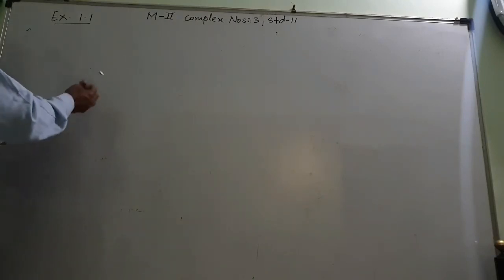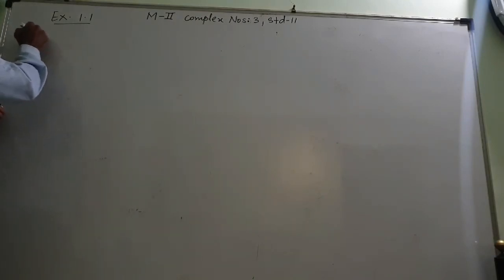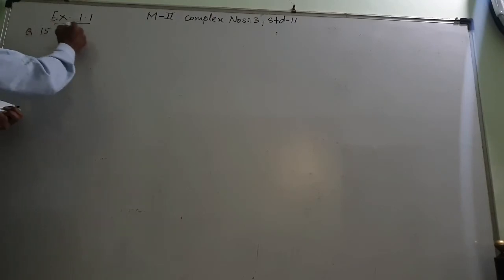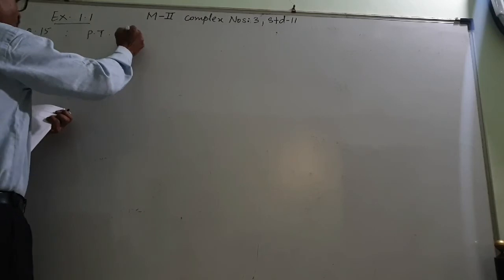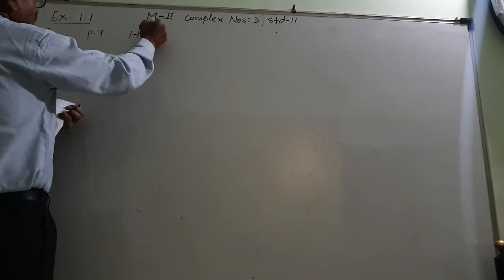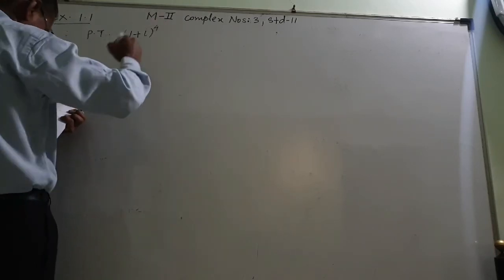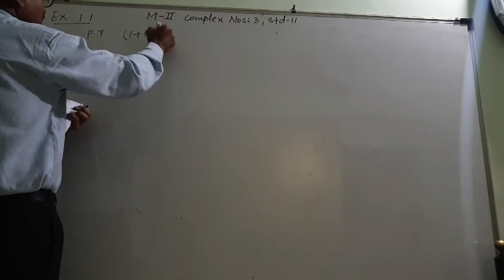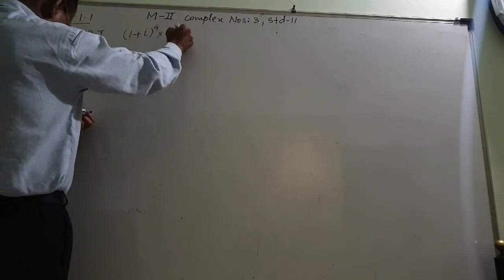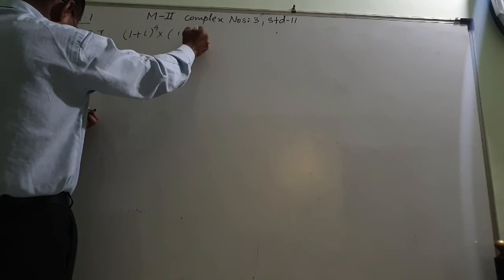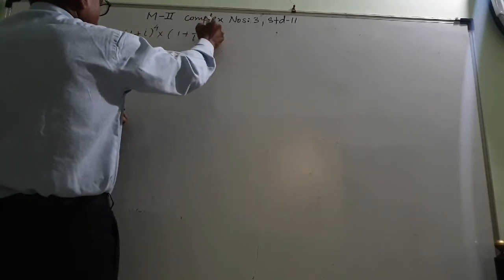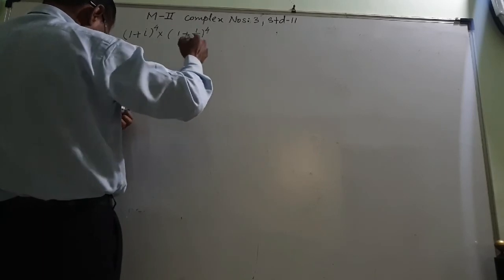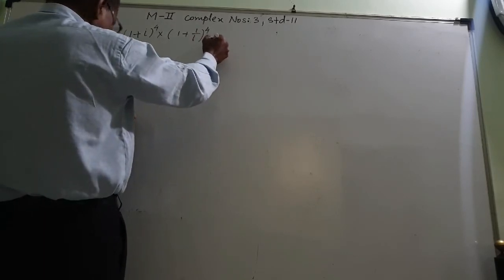Question number 50. Prove that (1 plus i raised to 4) bracket raised to 4 into (1 plus 1 upon i) raised to 4, and that is equal to 16.